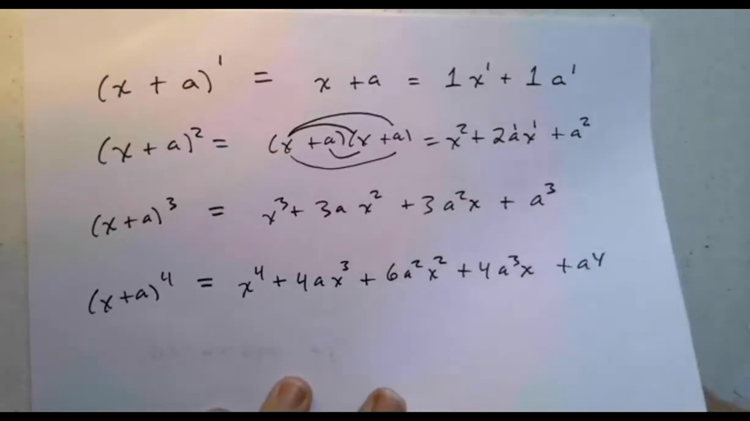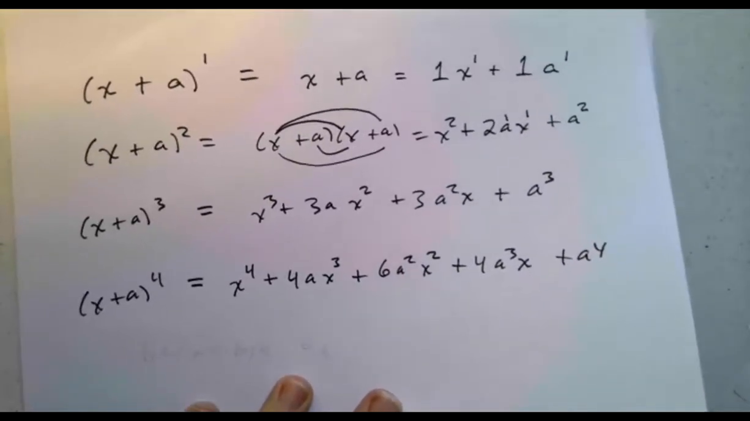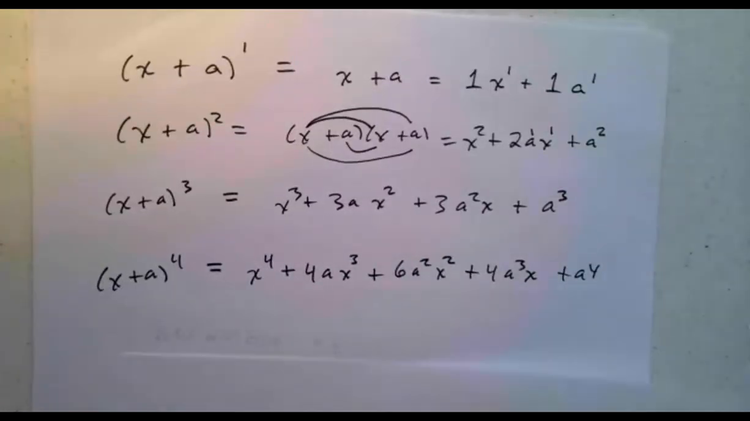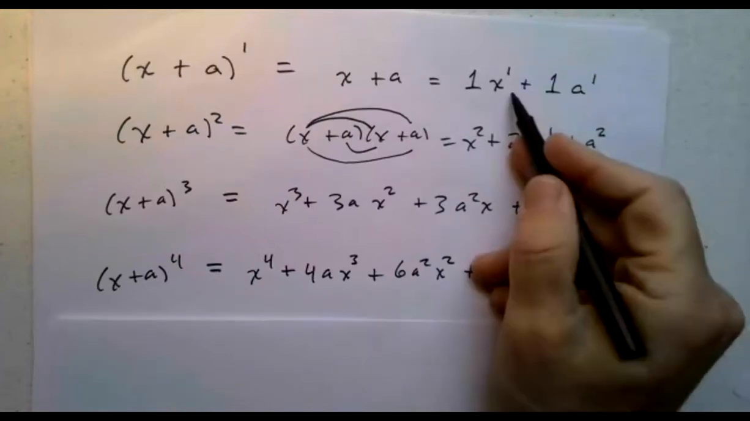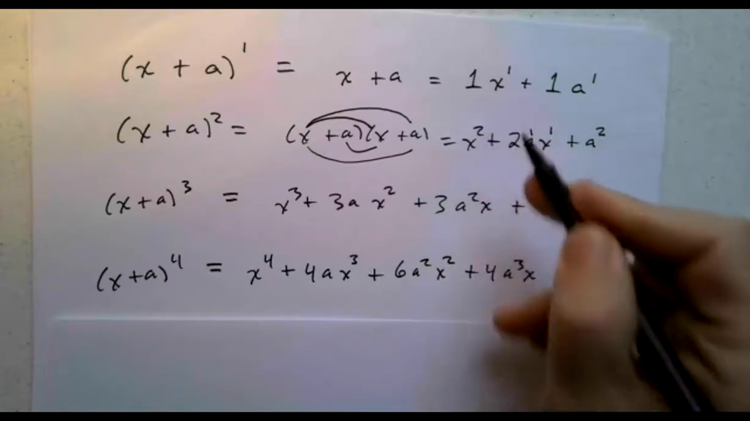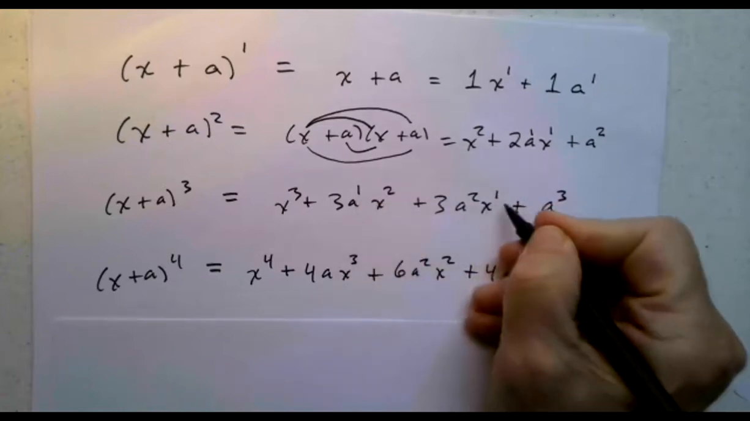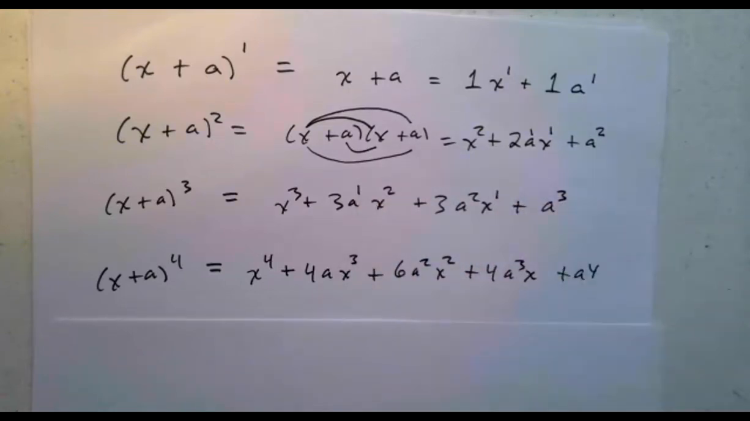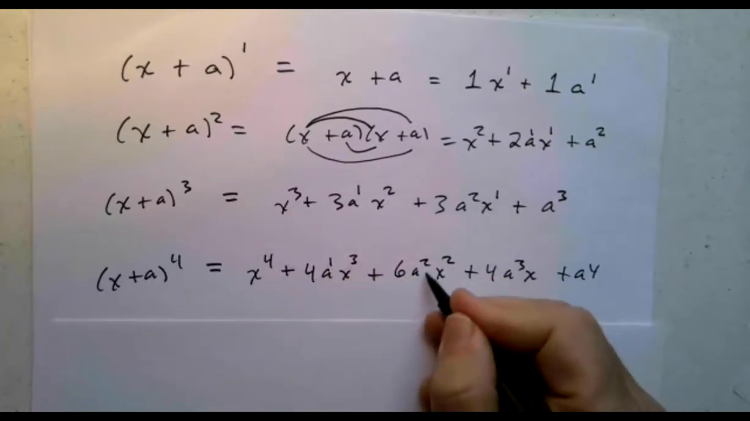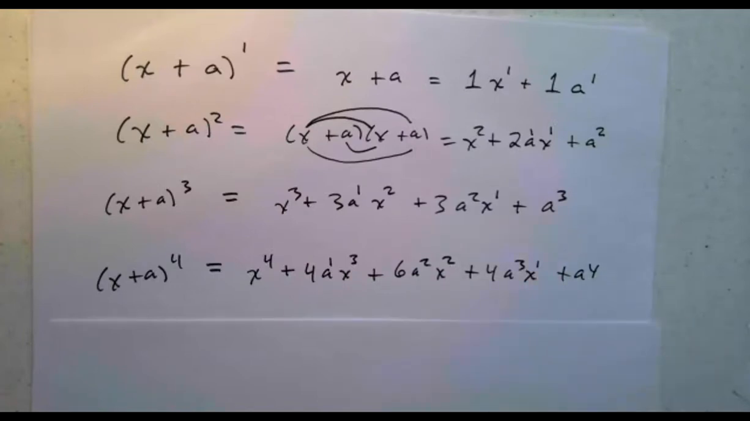So what can we say here? What's our idea? Well, I want you to notice that the exponents always add up to the power that we're given here. So I have x to the first, a to the first. I have a to the first, x to the first adds up to 2, a to the second, x to the second. A to the first, x to the second adds up to 3, a to the second, x to the first adds up to 3, a to the third. Of course, x to the fourth. X to the fourth, a to the first, x to the third adds up to 4, a squared, x squared adds up to 4, a to the third, x to the first adds up to 4, a to the fourth.